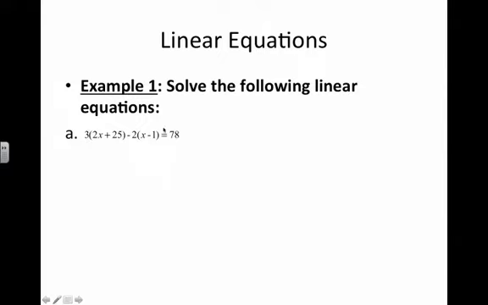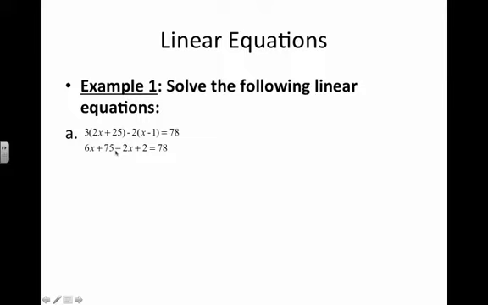All right, so let's think about our order of operations. Inside the parentheses are simplified. There's no exponent, so let's do multiplication. So I'm going to distribute the 3, and I'm going to distribute that minus 2. I need to think of that as multiplying negative 2 times the x and the minus 1. All right, so 3 times 2x is 6x, plus 3 times 25 is 75. Negative 2 times x gives us minus 2x. Negative 2 times negative 1 gives us plus 2.